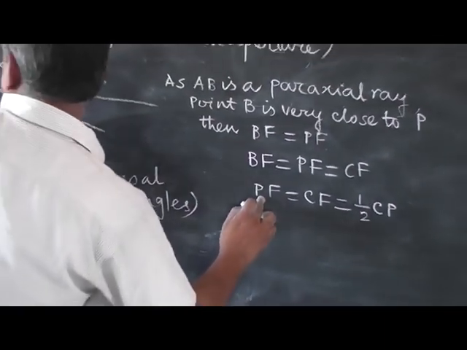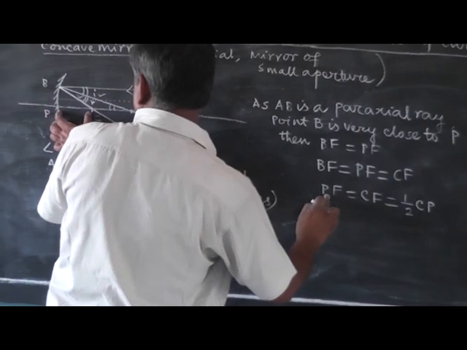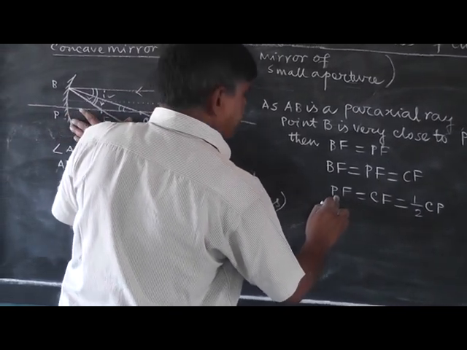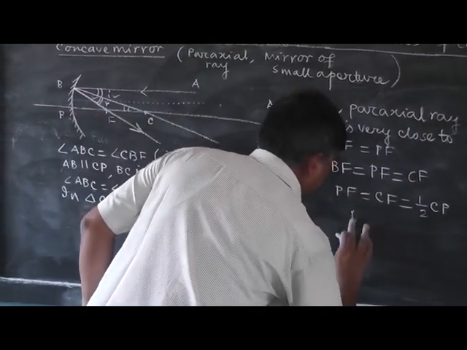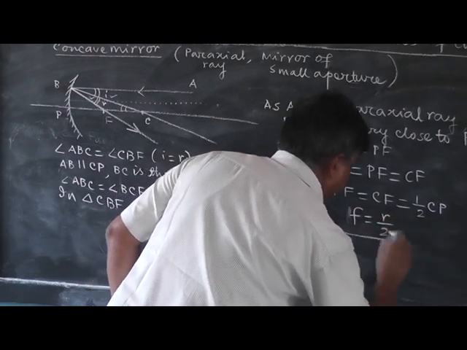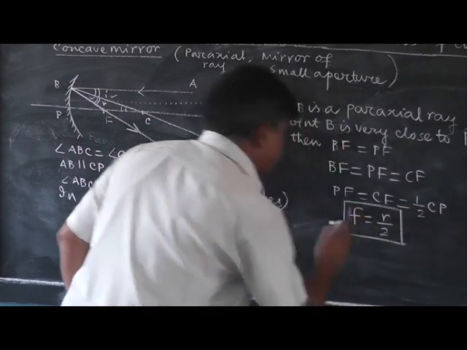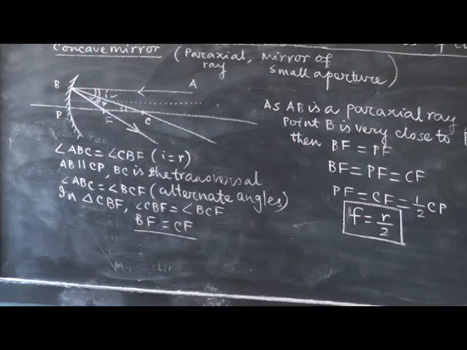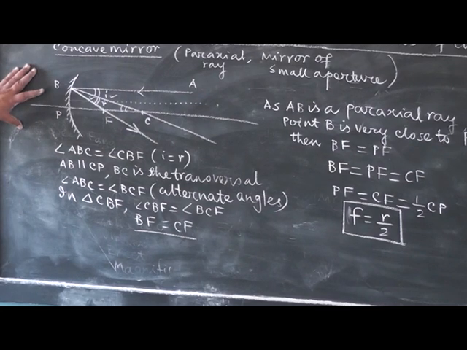PF is nothing but the focal length of the mirror, and CP is the radius of curvature. That means we have obtained F is equal to R by 2. So we have obtained an important result for the concave mirror.